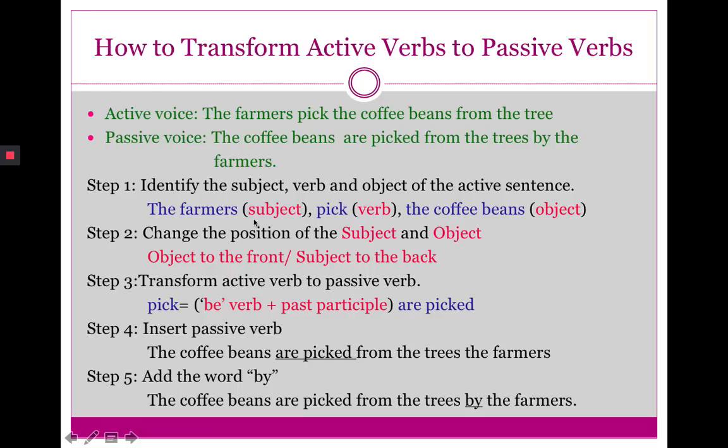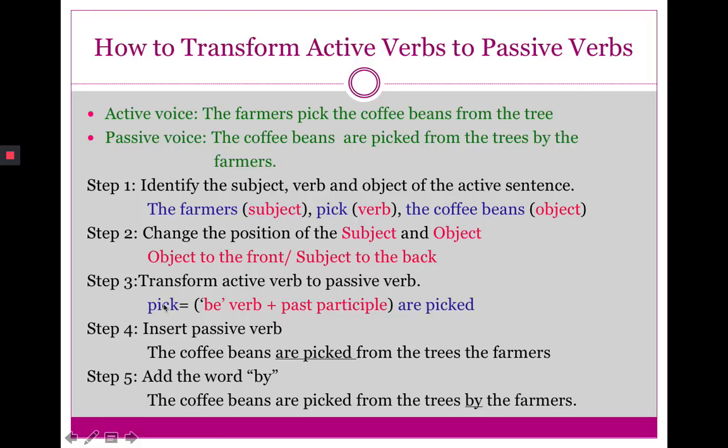Okay, so once you have identified, you move into step 2, change the position of the subject and object. Okay, so when you have identified, you are going to change. You put the object to the front, you put the subject to the back. Okay, so you will have the coffee beans in front, and then you have the farmers at the back. Okay, step number 3, transform active verb to passive verb. Okay, so just now you changed the position. Now you are left with the verb. What to do with the verb here?